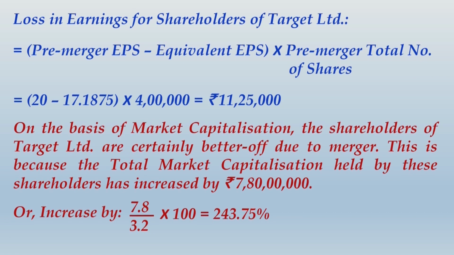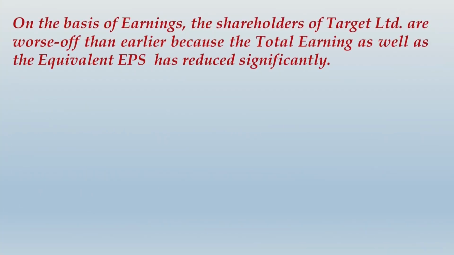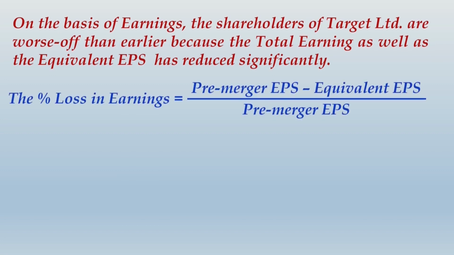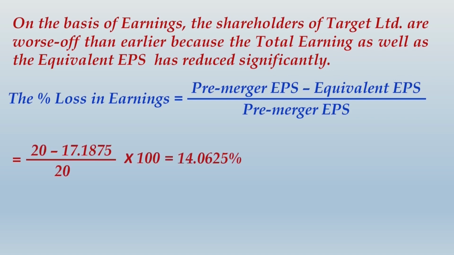Alright friends, let us move ahead and write up that last concluding part, that on the basis of earnings, the shareholders of Target Limited are worse off than earlier because the total earnings as well as the equivalent EPS have reduced significantly. The percentage loss in earnings will be pre-merger EPS minus equivalent EPS divided by pre-merger EPS. That will be 20 minus 17.1875 divided by 20. By percentage, it comes to 14.0625%. So friends, take note of this calculation also, and that conclusion will be the end of the solution.